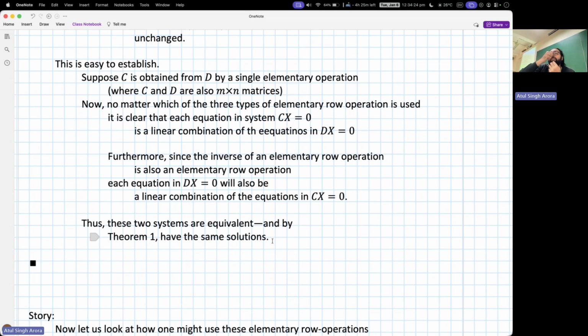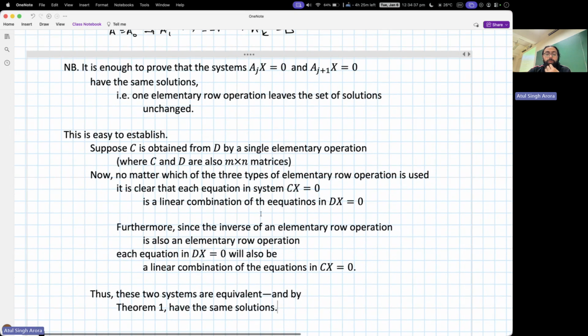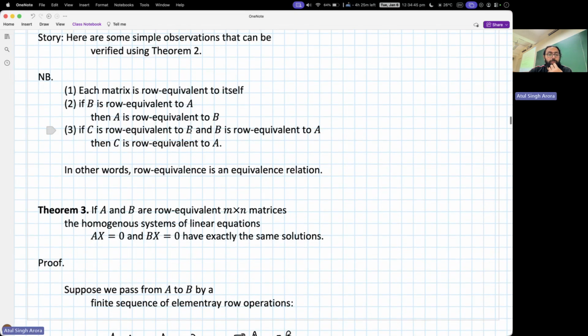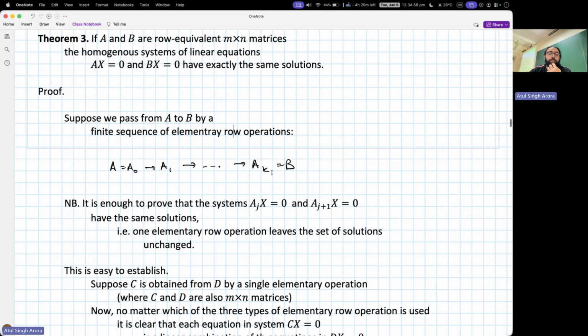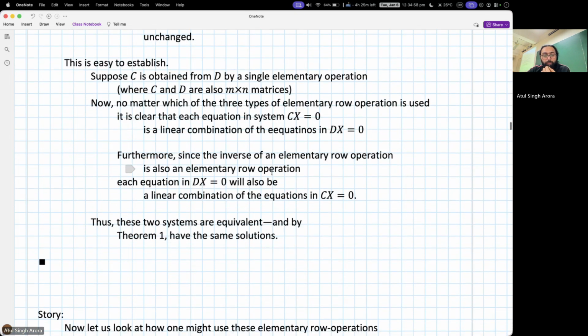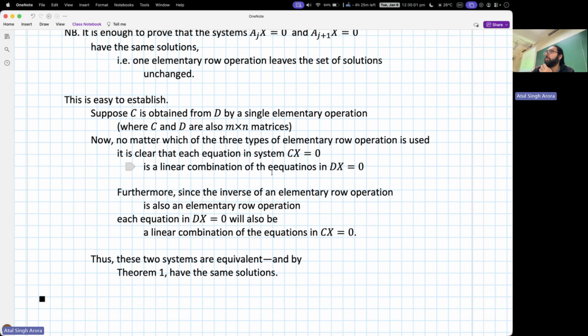Remember, last time we proved this theorem: if two systems of equations are equivalent, meaning they are connected by these elementary row operations, then the set of solutions is the same. All we had to do was establish that they are equivalent. And then we use this transitivity property, that if C is equivalent to B and B is equivalent to A, then C is equivalent to A. So then you can run the whole thing. That's also another way of doing it. Here we are just arguing that the set of solutions stays the same, so that's also fine. Any questions about the proof?